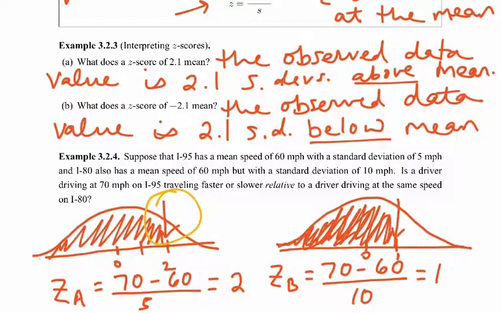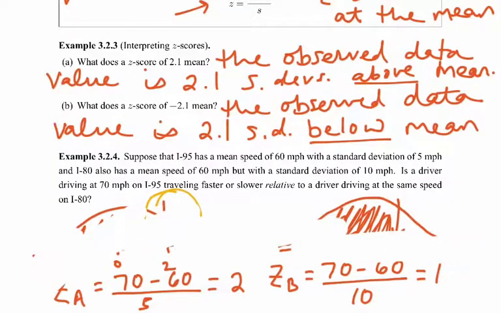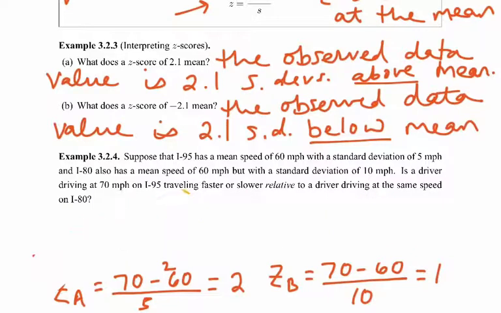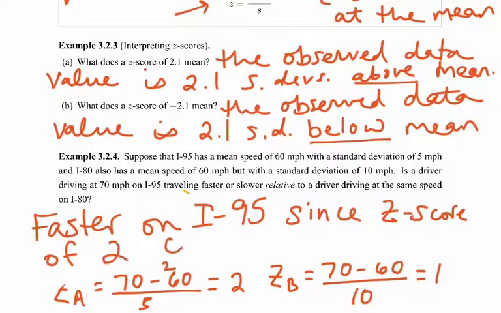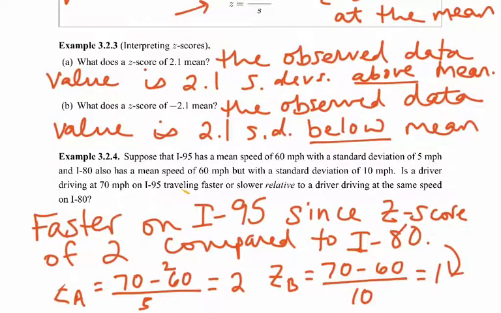So I'm going to erase this picture because I'm a little bit short on space here, but let's write out what we just said. So the driver who is relatively faster, let's go back to red, is the driver on I-95, since he has a z-score on that road of 2 compared to the driver on I-80, who only had a z-score of 1.